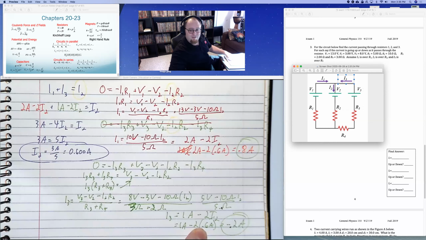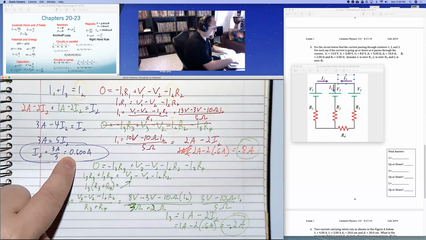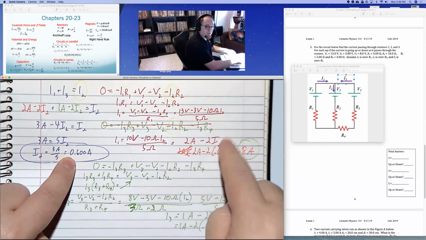That being said, if I solved for something first and got the negative right away, like let's say I2 ended up being negative 0.6, make sure you plug it in as a negative in the other equations.